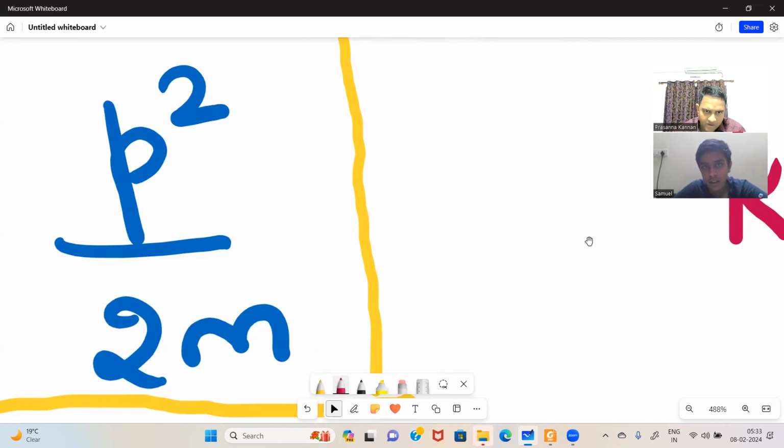Mass. Correct. Now tell me the equivalent in rotational motion. What is the equivalent of linear momentum P? Don't refer, you should be able to tell. For linear velocity, the equivalent was angular velocity. For linear acceleration, the equivalent was angular acceleration. Angular momentum, L. So L squared by 2 remains as it is.